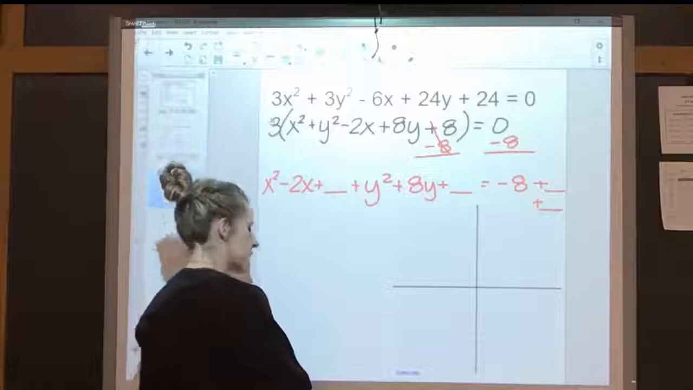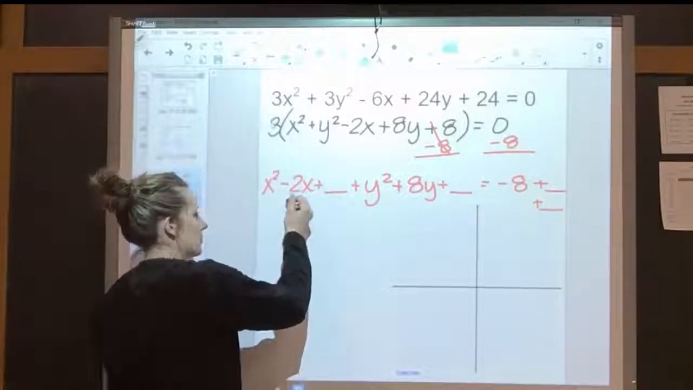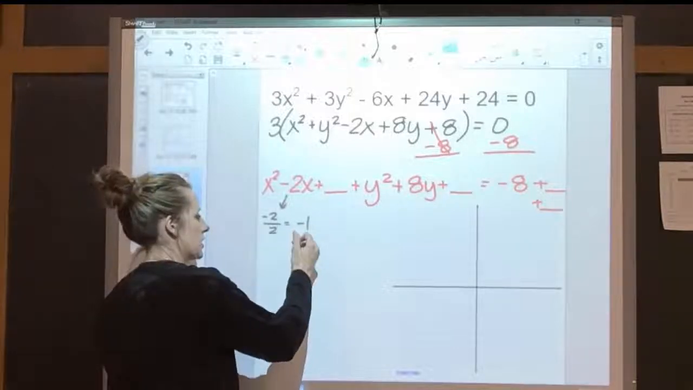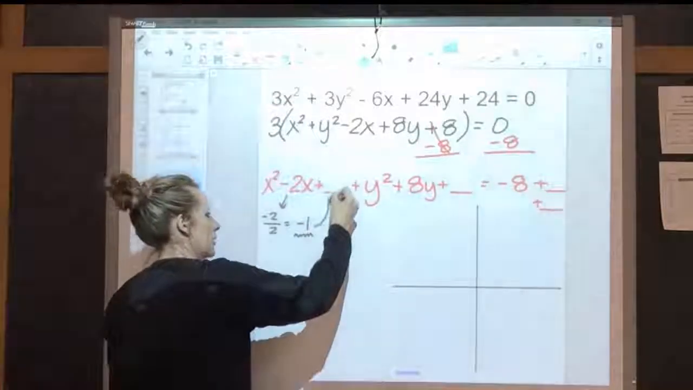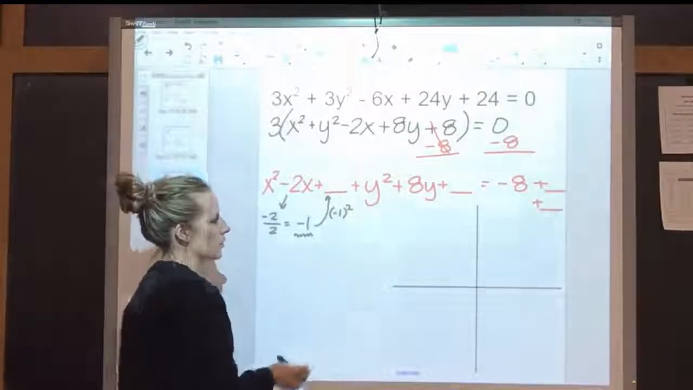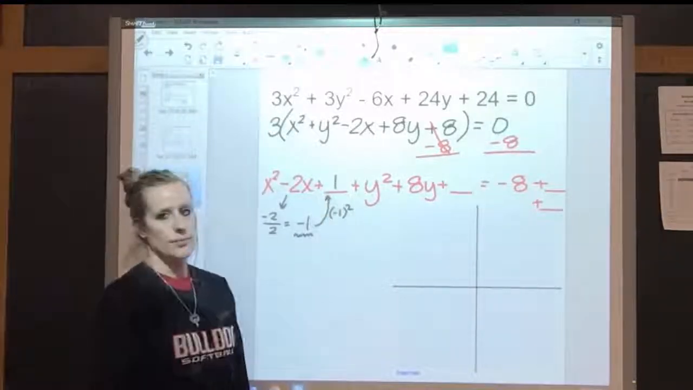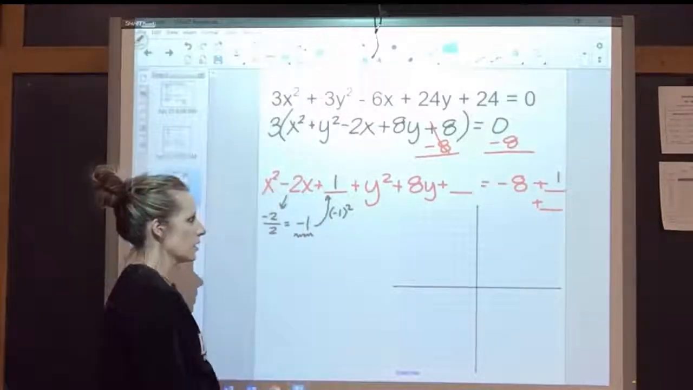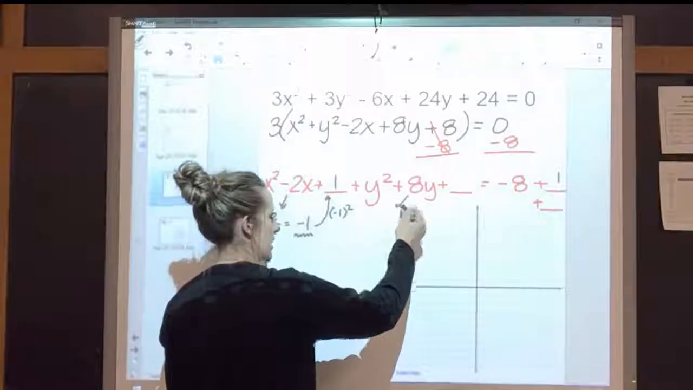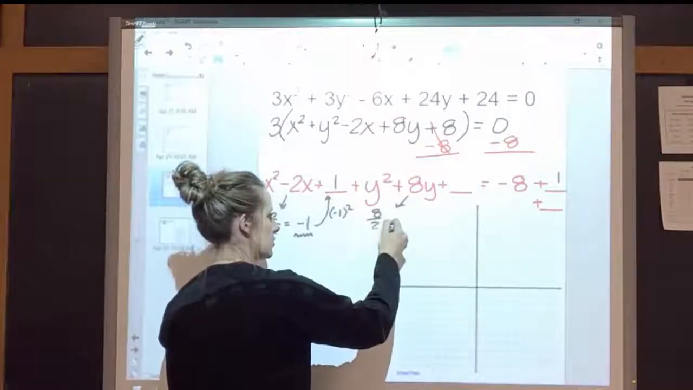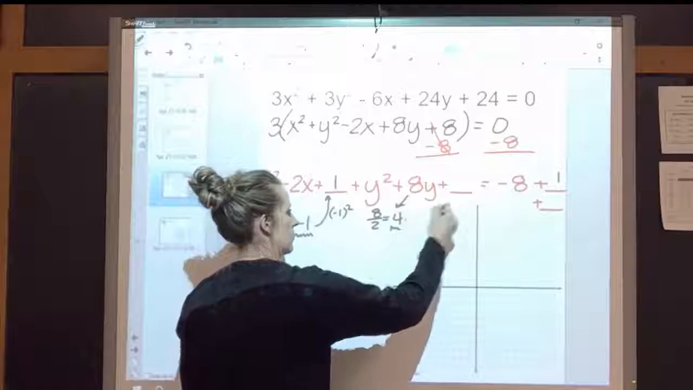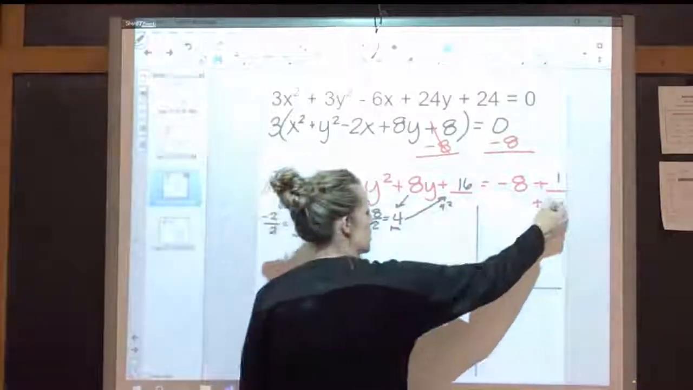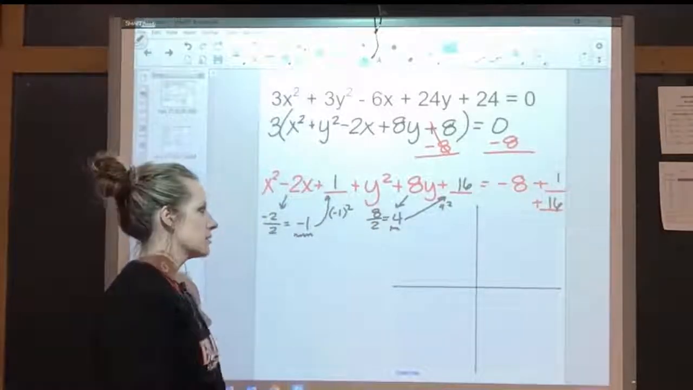Okay, so now we're going to complete the square. Cut the middle term in half. So negative 2 divided by 2 equals negative 1. And if we square that, negative 1 squared is positive 1. So that's what we're adding to both sides, plus 1. Okay, for our y, we cut that term in half. 8 divided by 2 is 4. And 4 squared is 16. So I'm also going to add 16 to both sides.